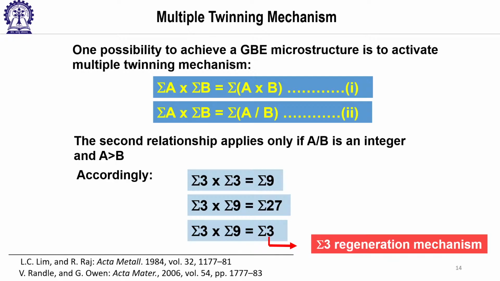As you can see, in that process, sigma 3, sigma 3 gives sigma 9, sigma 9 and sigma 3 gives sigma 27, and again by this rule, sigma A times sigma B can also be sigma A by B. So sigma 3 and sigma 9 can also give a sigma 3. That means you are regenerating sigma 3, which is why it is called the sigma 3 regeneration mechanism.